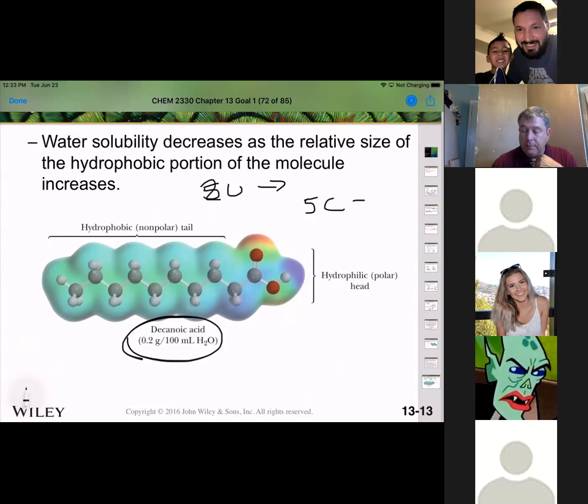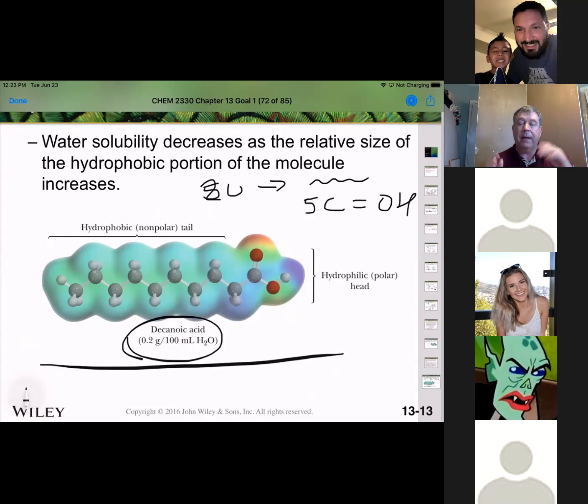For just a main chain, for a carboxylic acid, we can get about 10 carbons into water. Notice our solubility is dropping off a bit here. And it has to do with the fact that it has this long hydrophobic tail, or tail that doesn't like water, but this head that has this polar hydrophilic, or does like water.